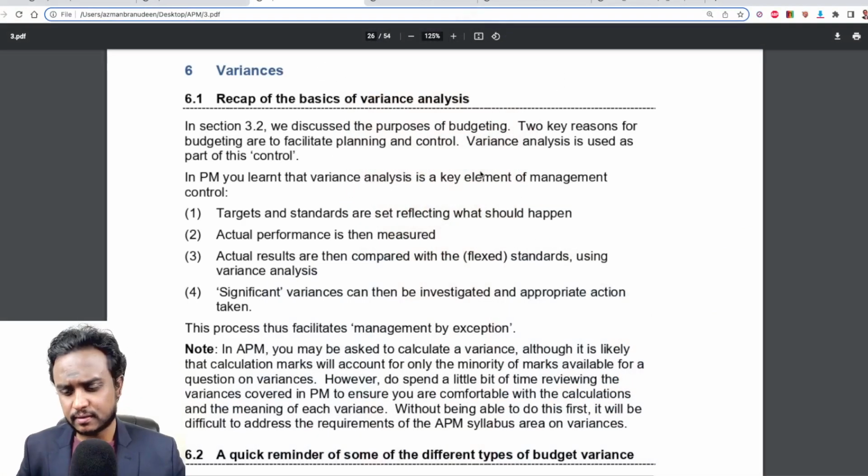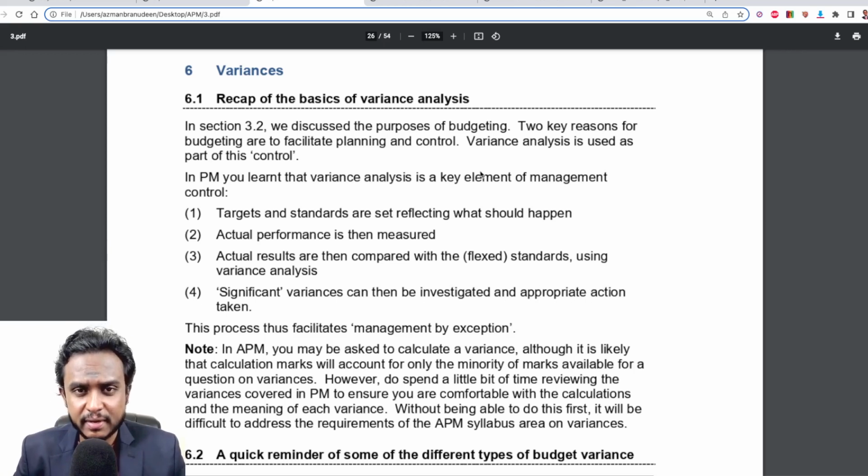Welcome everyone. We will be looking at the next segment within the budgeting and budgetary control chapter, which is the concept of variance analysis. In particular, variance analysis has been covered, at least the bulk of it. The work has been done in F5 and it's not really relevant for us at APM. At APM, we are all about budgetary control and that management control.